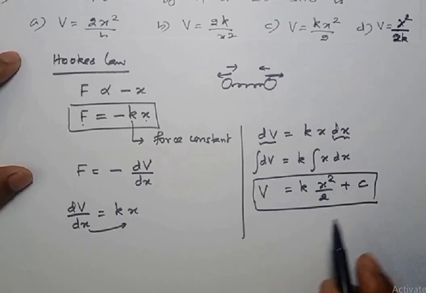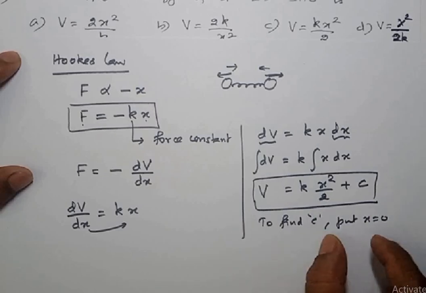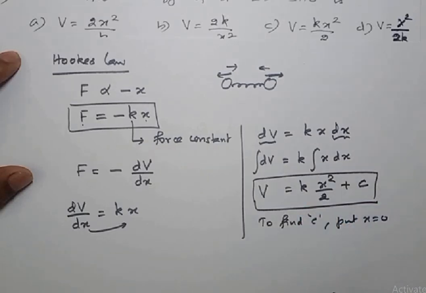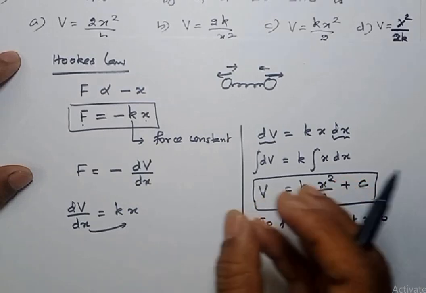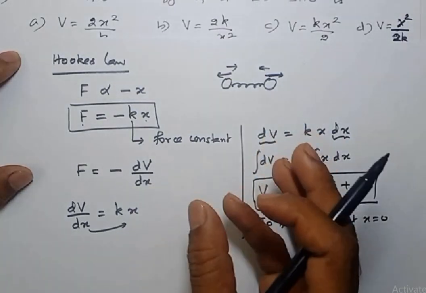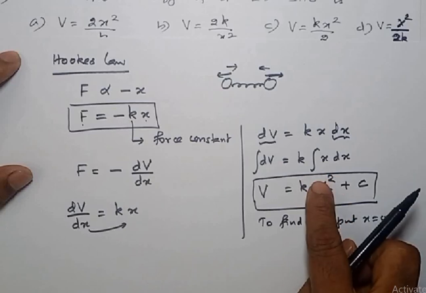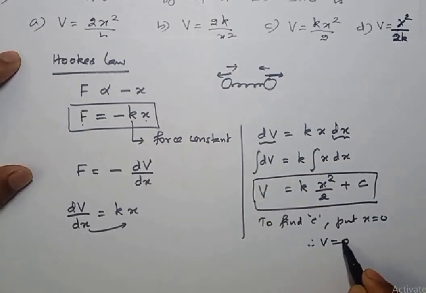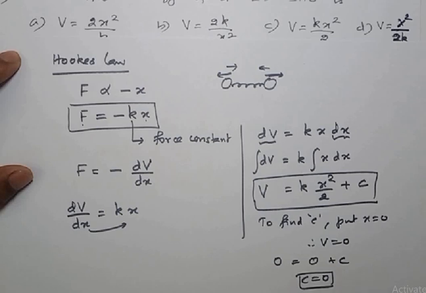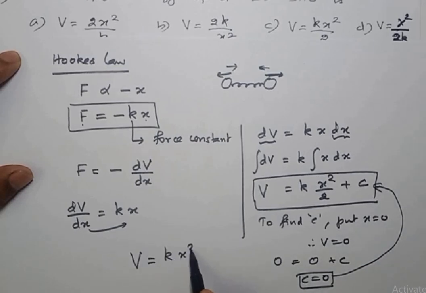To find C, what to do? Put x equal to 0. X equal to 0 means no displacement, meaning the molecule is in the equilibrium geometry. When the molecule is in equilibrium geometry, the potential energy at the equilibrium geometry is assumed to be 0, which is the lowest energy. So at x equal to 0, this quantity becomes 0, and V also becomes 0. Therefore C is equal to 0 in this case. Substituting C, the potential energy is equal to K x square by 2.